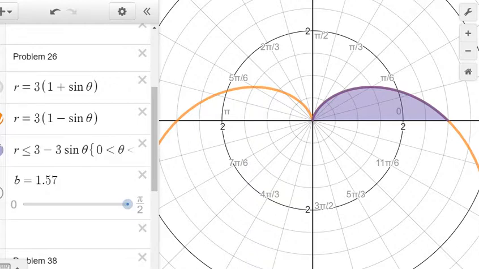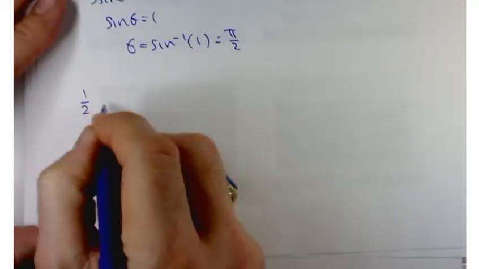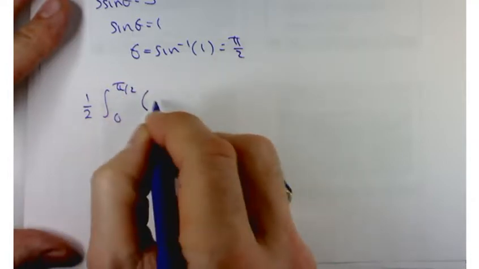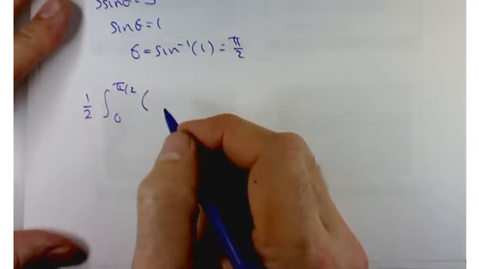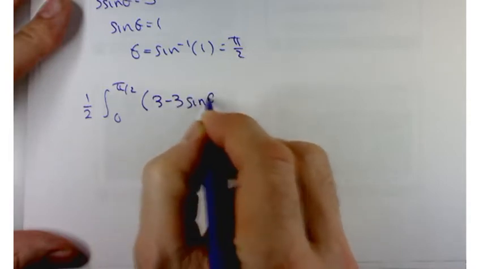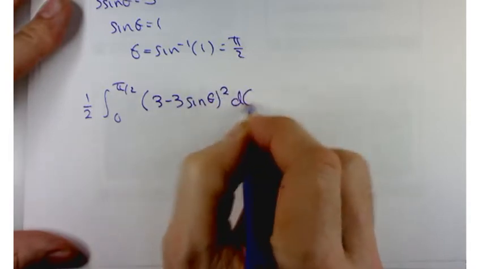So let's integrate. It's going to be 1/2 times the integral from 0 to pi over 2 of (3 minus 3 sine of theta) squared d theta.